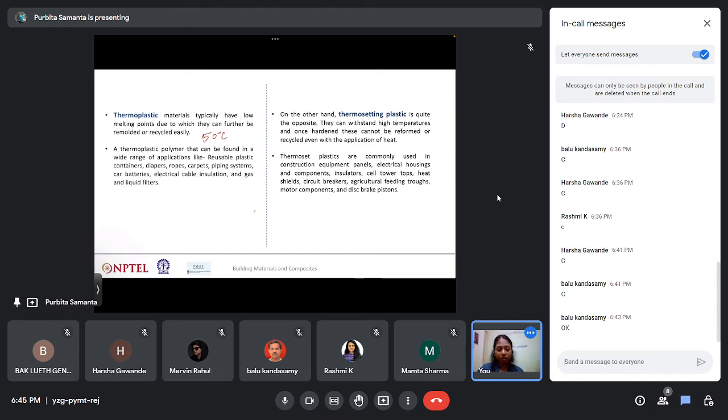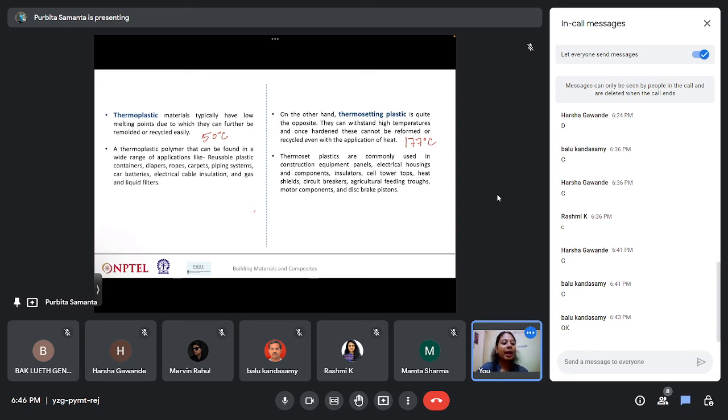Whereas on the other hand, these thermosets are harder ones, and they can withstand high temperature, and they have a melting point something around 177 degrees Celsius. And once they harden, they cannot be reformed, and as a matter of fact, they cannot be recycled. Okay, for example, circuit breakers, cell tower tops, heat shields, or disc brake pistons, all these things are made of thermoset plastics.